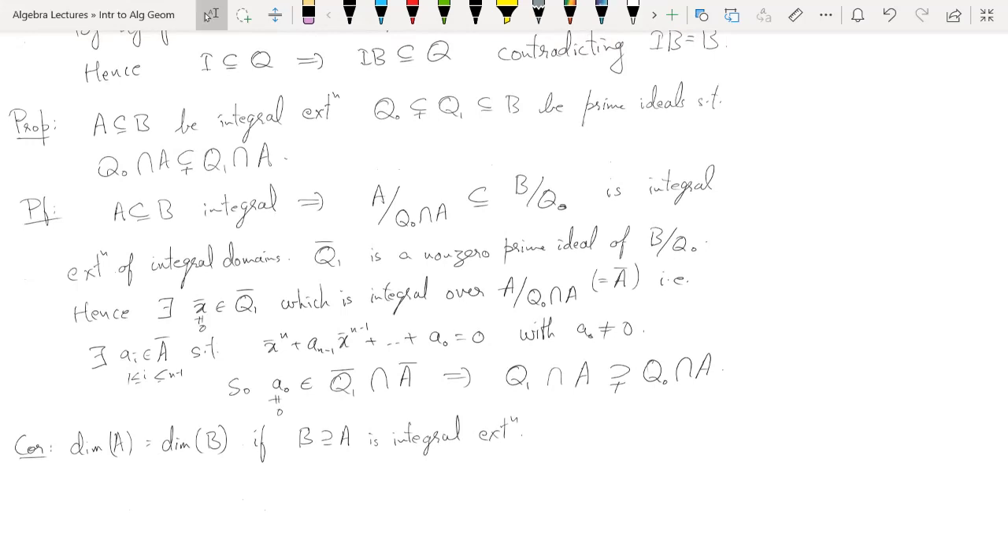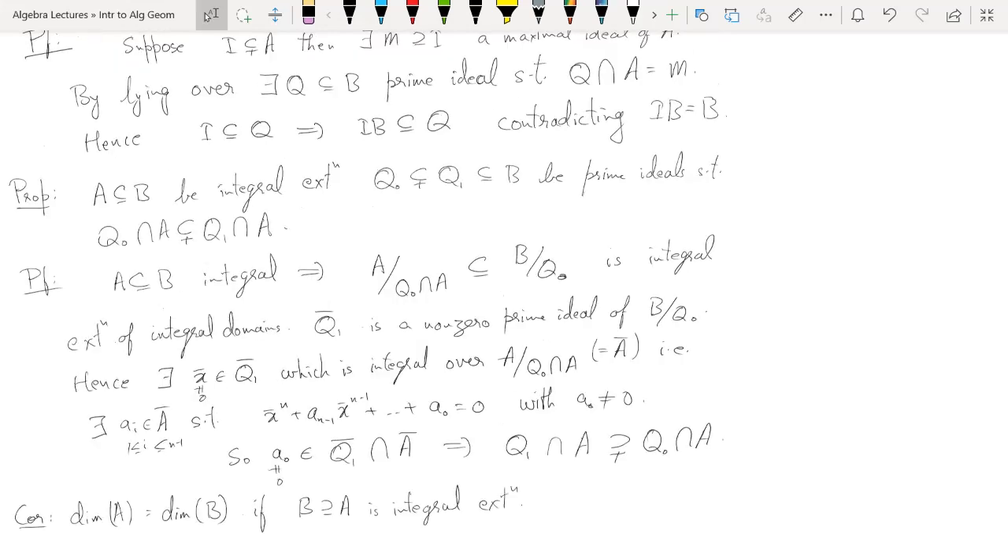This is an integral extension of integral domains, and Q1 bar is a non-trivial prime ideal of B. Because Q1 is a prime ideal of B, and it contains Q naught properly. So it is going to be a non-zero prime ideal of B mod Q naught. So let's take some non-zero element. We want to show that the intersection of Q1 with A is something bigger than Q naught intersection A.